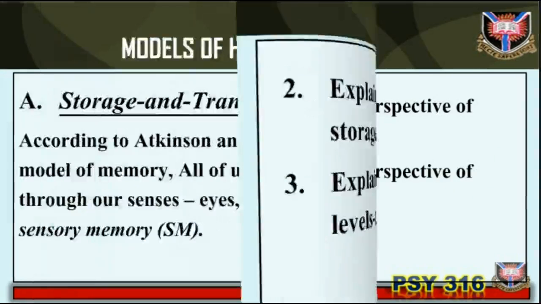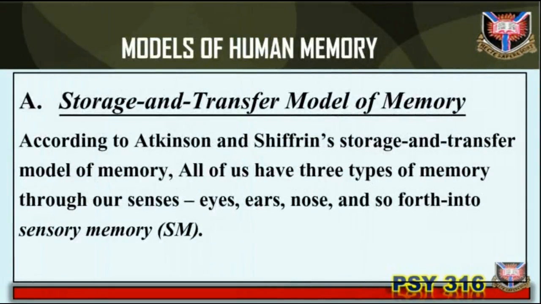Content. Models of human memory. A. Storage and transfer model of memory. According to Atkinson and Shiffrin's storage and transfer model of memory, all of us have three types of memory. First, material comes through our senses, eyes, ears, nose, and so forth, into sensory memory. Depending on the particular sense involved, material lasts from 1 second to a few seconds in sensory memory.